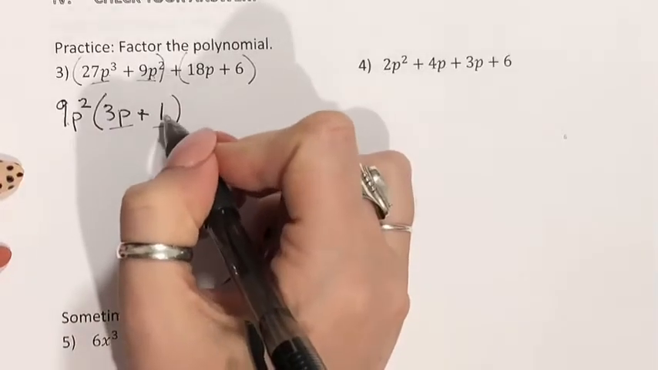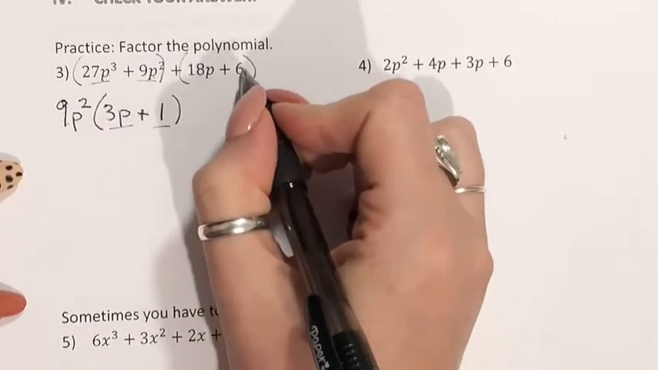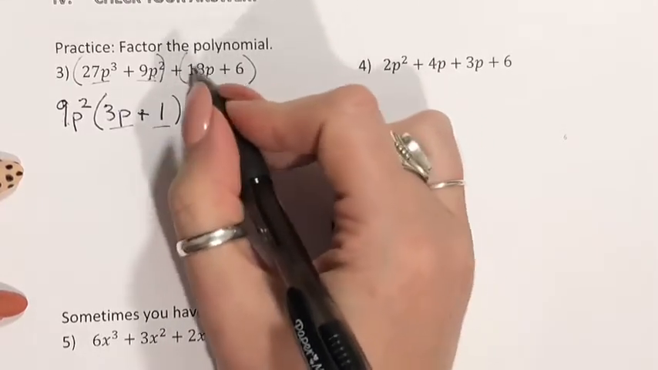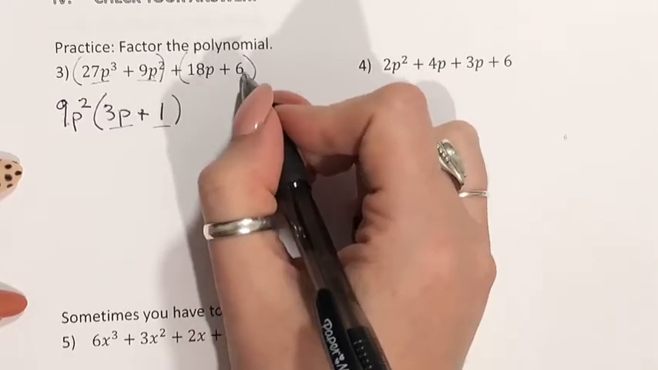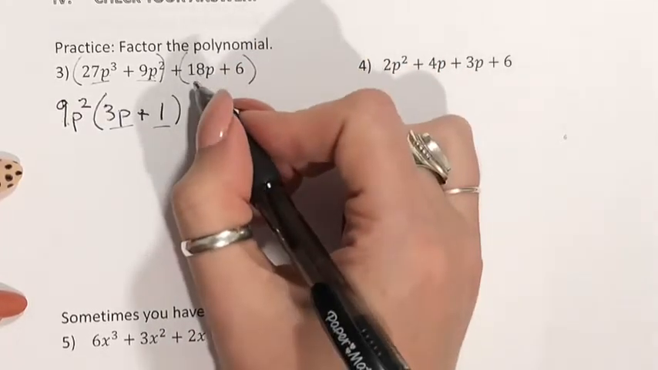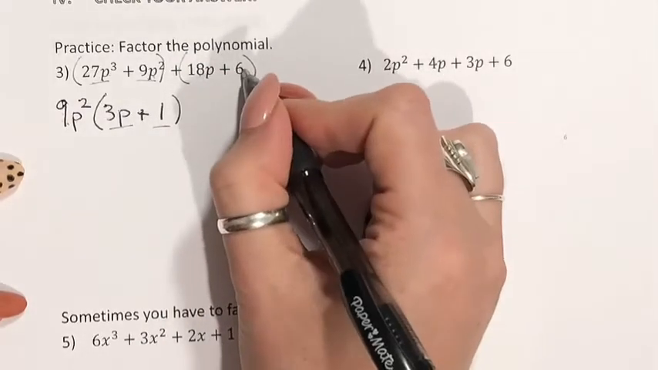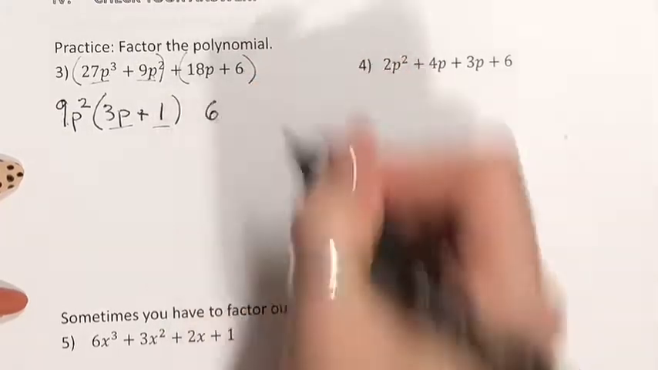You should still have a 1 here. Okay, let's look at the second group, 18p plus 6. So first, just look at your numbers and think, what is the common factor there? We could do 2 goes into 18 and 6, right? So it is 3. But we want the biggest one. 6 also goes into 18. So 6 goes into 6, 6 goes into 18. That's going to be for our number.